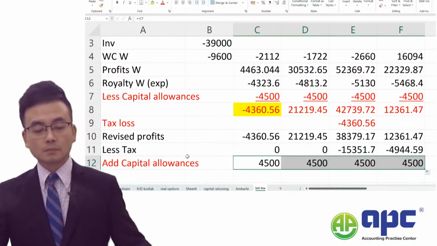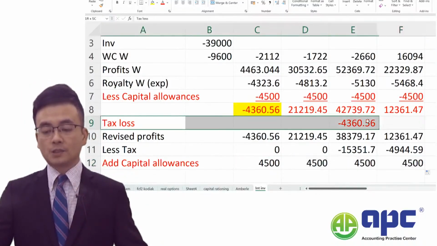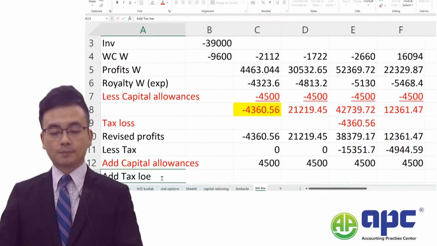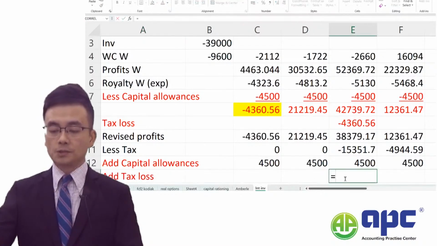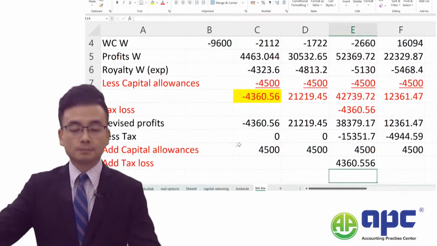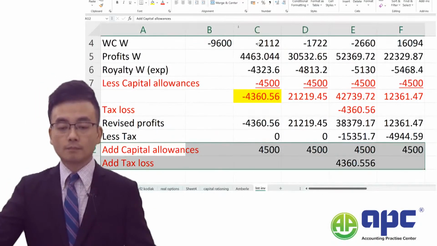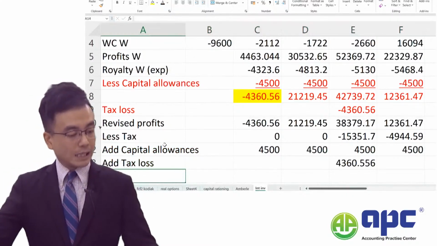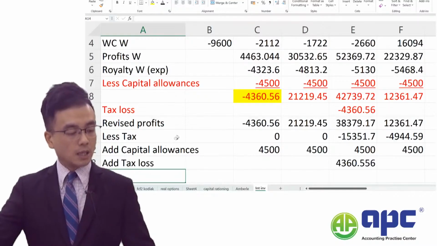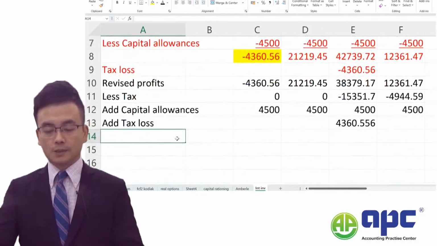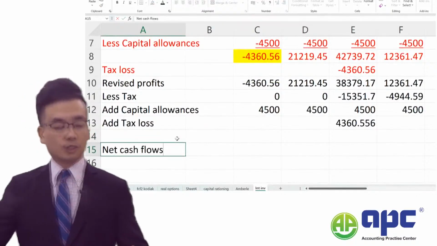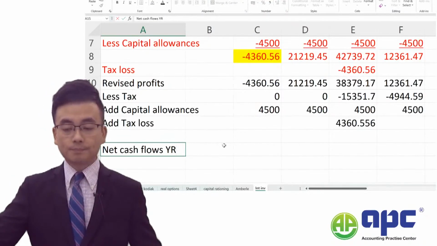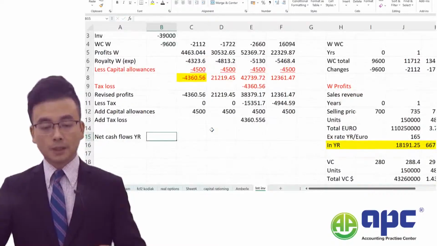And of course, the tax losses that we deducted, we also need to add back any tax loss, which equals minus this one. So we've done with the working capital and we've done with the investment. Now let's talk about the net cash flows in the overseas country. It's in Yulan's Ren. That will be the cash flows there.